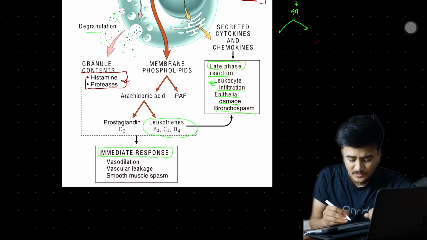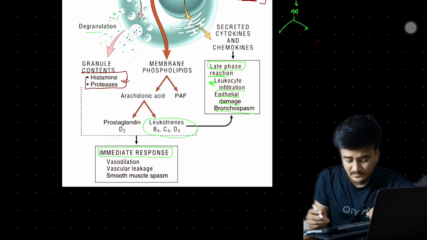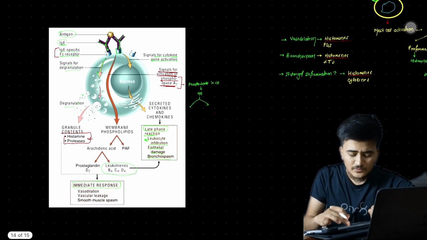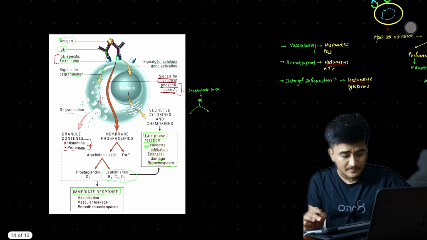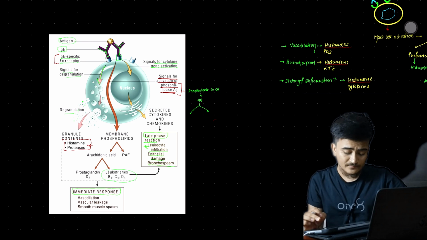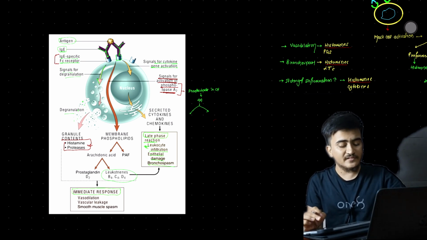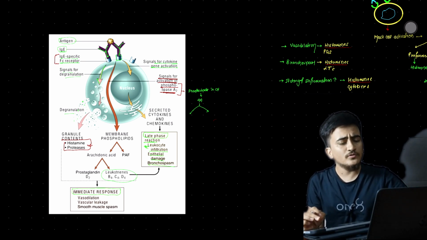Prostaglandins, right? We'll find histamine, proteases, these things. This was all about the degranulation, the role of mast cells in hypersensitivity reaction part 1. Now, where will we go?